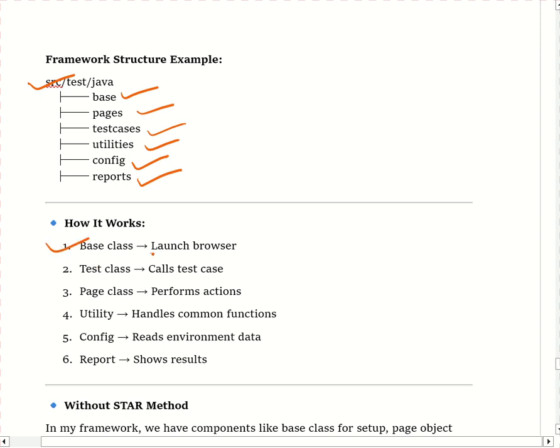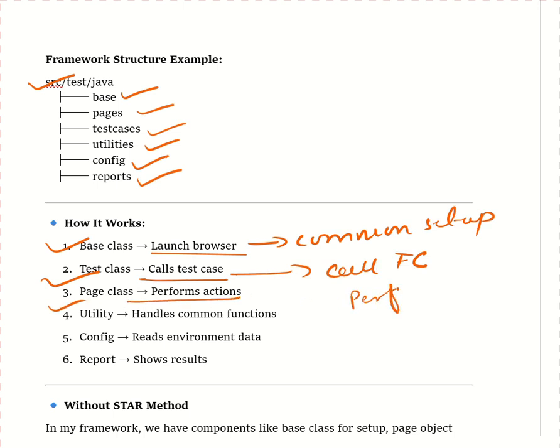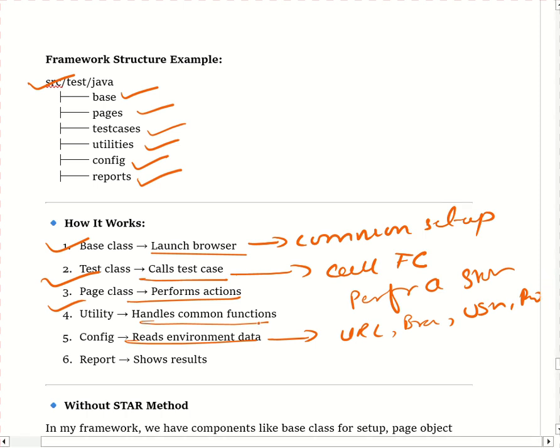We use base class, which is to launch the browser, or the common setup. Then test class to call the test cases. Page class performs actions and stores web elements. Utility class handles common functions. In configuration, we read the environment data like URL, browser name, or credentials like username and password, and report is to show the result.